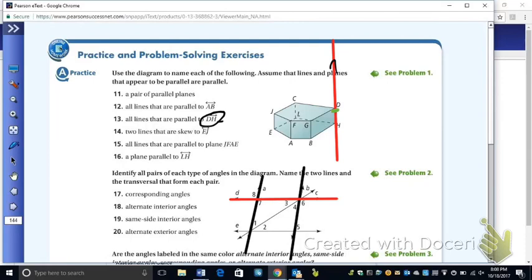So, the corresponding angles. Now remember, corresponding angles means they're on the same side of the transversal and in the same position. So we have top left, top right, bottom left, bottom right. And so we look to see if we have any angles that are in both positions. Well, we have angle A. That's in the top left position.